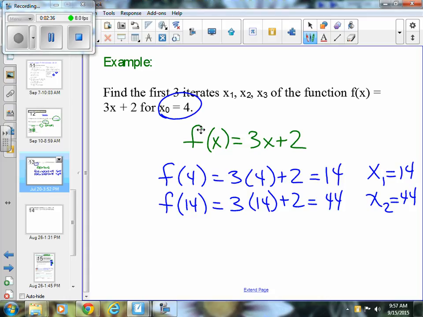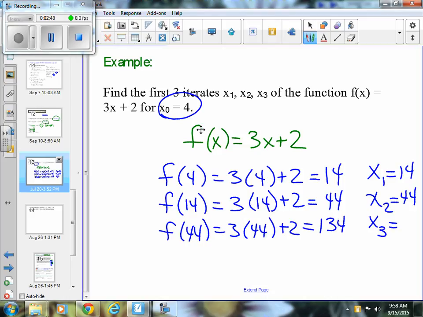So the output for that one becomes the input for the next one. So I put in 44. And I think that's 134. So my output is 134, my third iterate, and then that would become the input for the next one, and so on. So for the first starting value, that gives me that initial, and from every point after that, whatever I get from my output becomes the input for the next one.